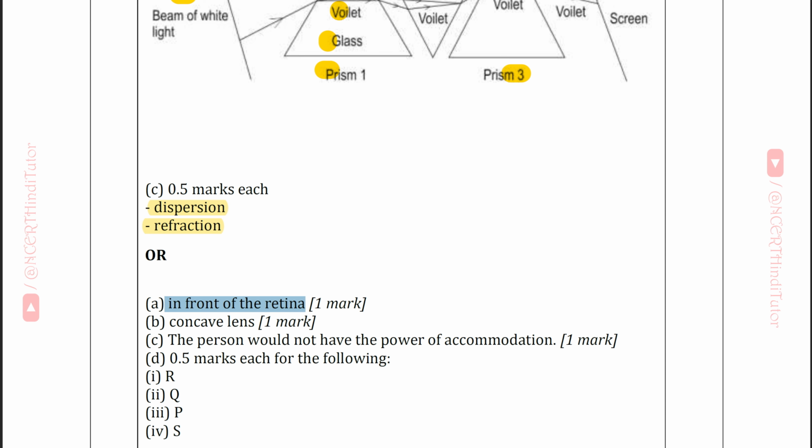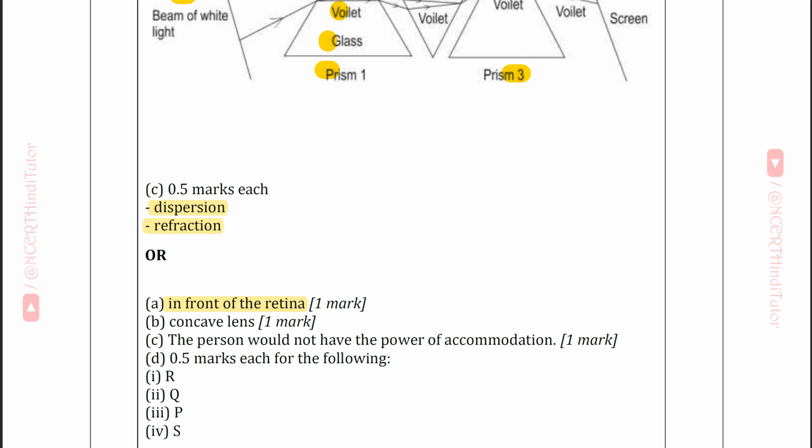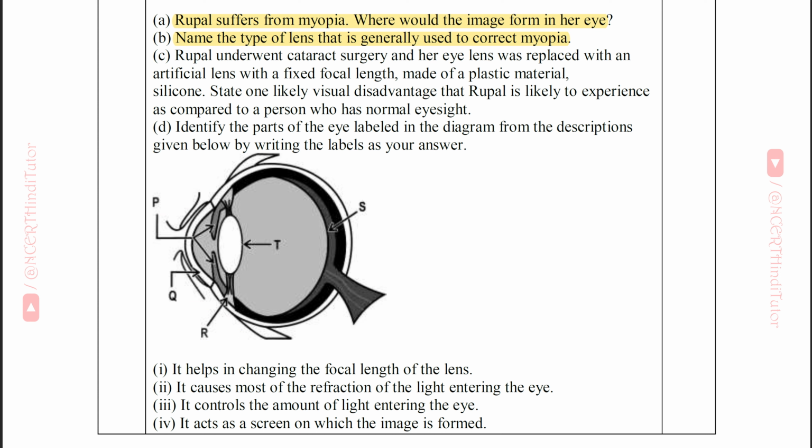In front of the retina. B. Name the type of lens that is generally used to correct myopia. Answer: Concave lens.